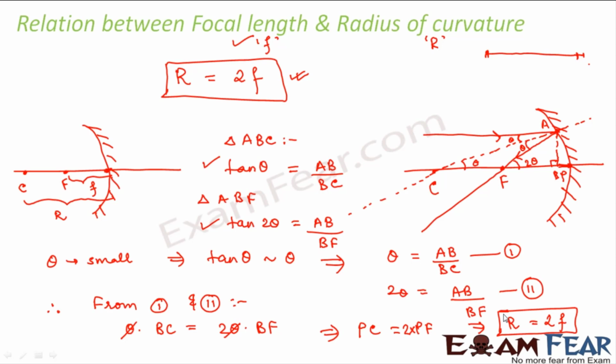You have understood the relationship between focal length and radius of curvature. Now this relation holds true for a convex mirror as well. If you want, you can prove it in a similar way for a convex mirror also.